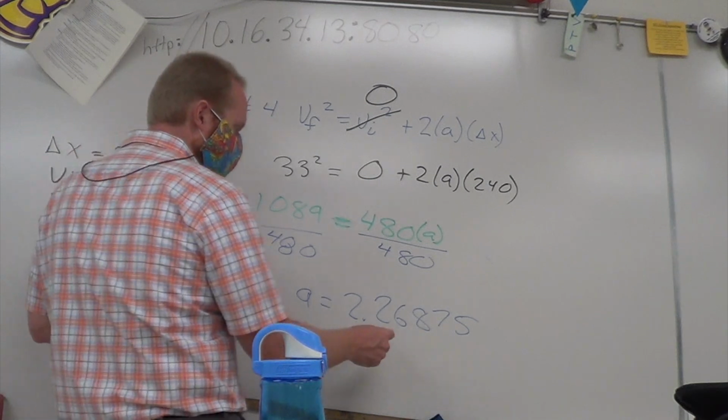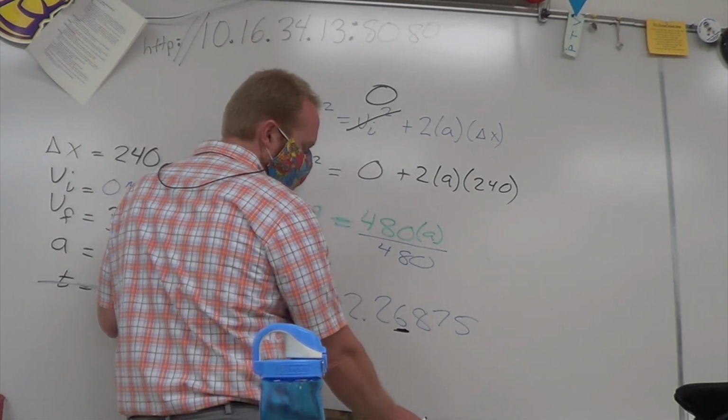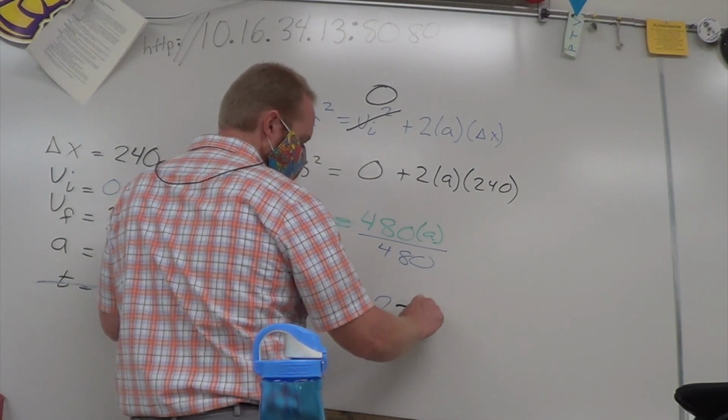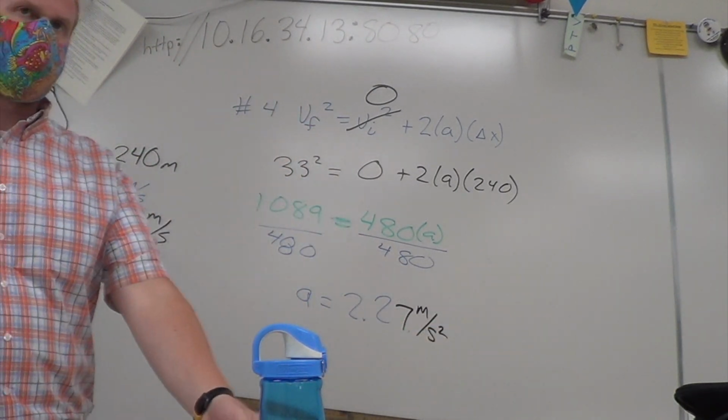Now, I told you that I don't really care about sig figs. I'm going to say that so loud, chemistry teachers in here. And generally, I'm going to say let's round to that second decimal point. So because of that, I can say it's 2.27 meters per second squared.